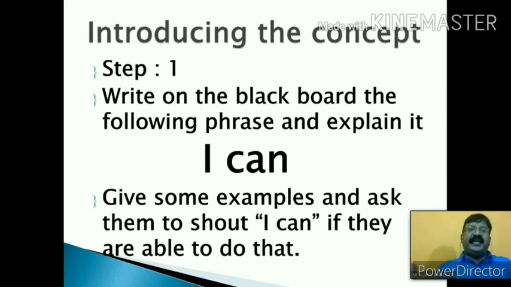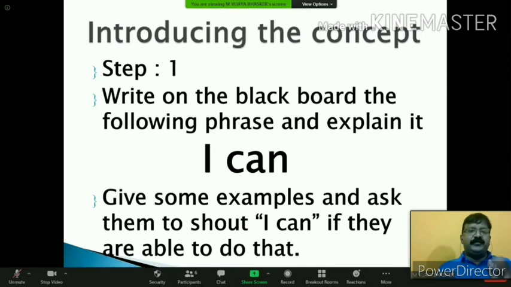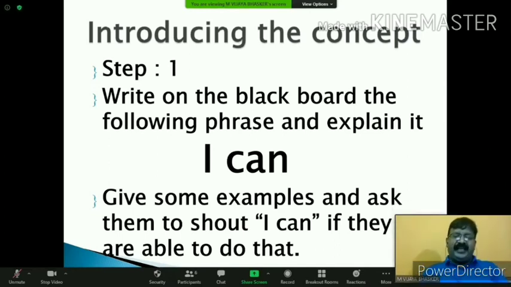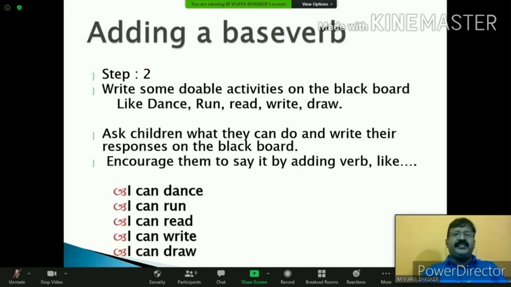Like I can. I can. I can. Like that you have to register the phrase I can in the minds of the children. Ensure after the end of step 1, you make the children say the phrase I can, and move to the next one.